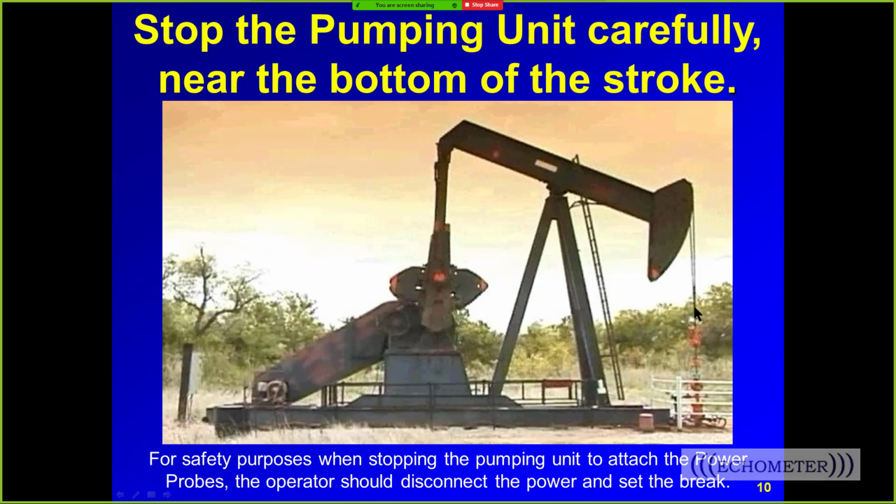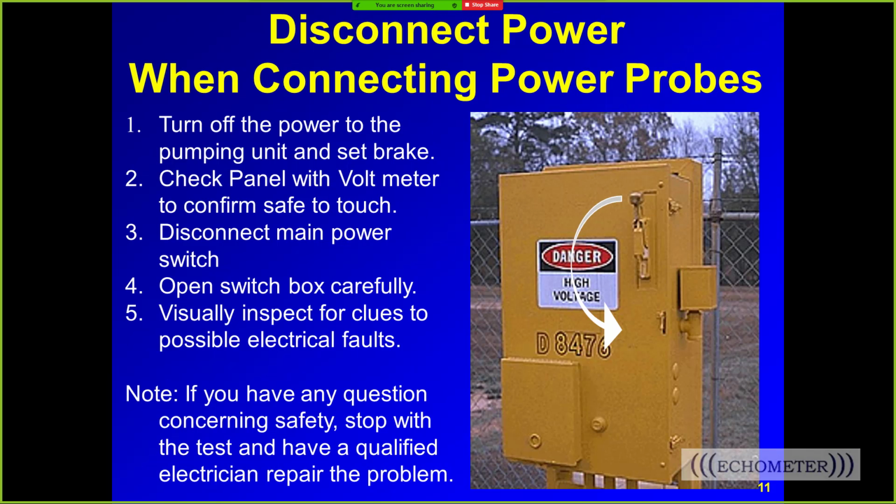This is just showing us to stop the pumping unit with the weights up and the horse's head at the bottom. And we're going to hook our dynamometer up, and we're going to hook the power probe up here in the panel. You disconnect the main power with the switch in the panel, and set the brakes, and then you can hook the equipment up.